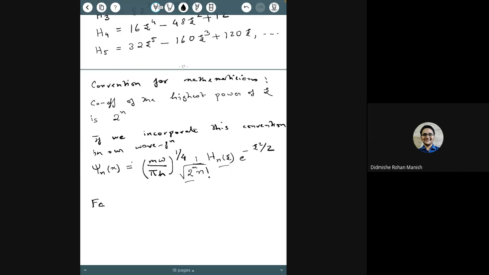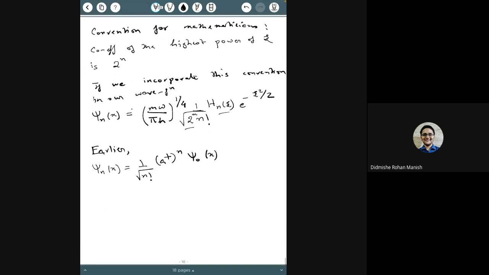So earlier, what we had was psi n of x is equal to 1 by root of n factorial, a dagger to the power n, psi 0 of x. This was 1 by root of n factorial a dagger to the power n. This we got from the normalization of the ground state, times e to the power minus m omega by 2 h cross x squared.